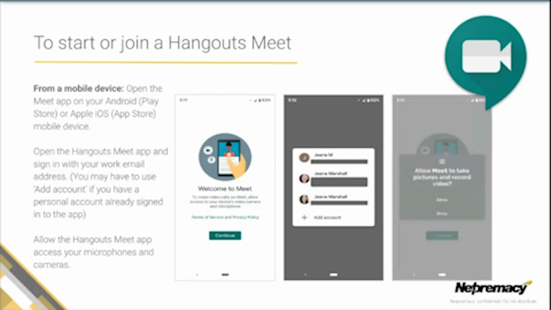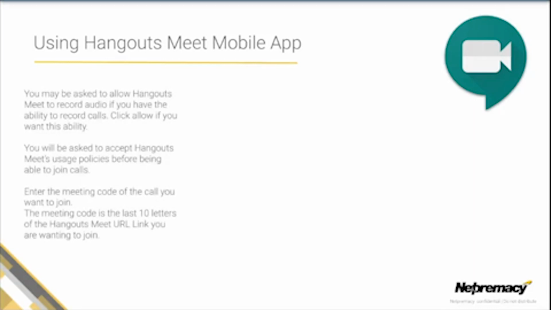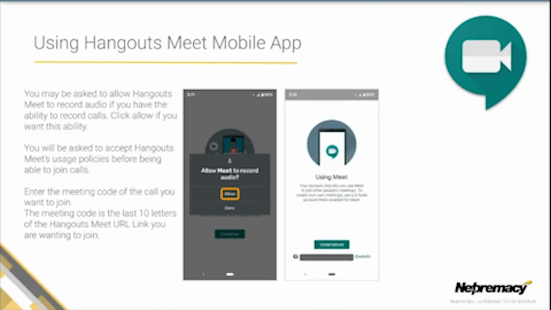Once you've signed in with your work email address, it's going to ask you if you want to allow Meet to take pictures and record video. So again, it's giving it access to your camera. You would just select allow and then continue. When you continue, you may be asked to also allow Hangouts to record audio. So again, select allow access to audio. You will be asked to accept the Hangouts usage policies before being able to join calls. Again, this is standard as you go through and use this on your mobile.